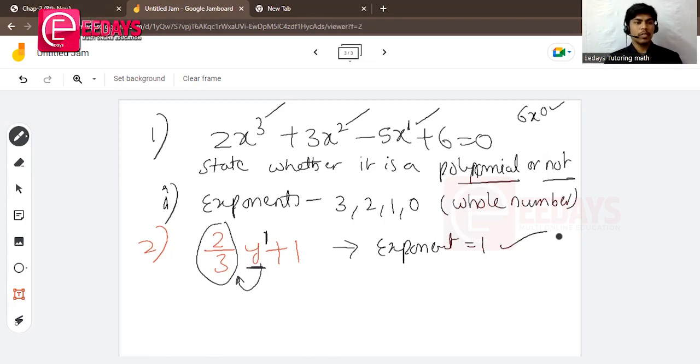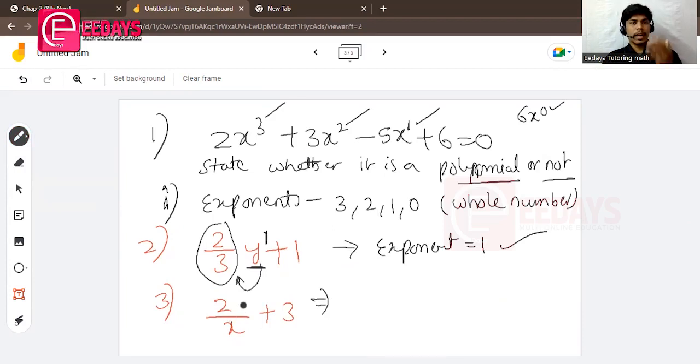Okay. I'll give you another question. Third one: 2 by x plus 3. Is that a polynomial equation or not? Think about it. Here, 2 by x plus 3.